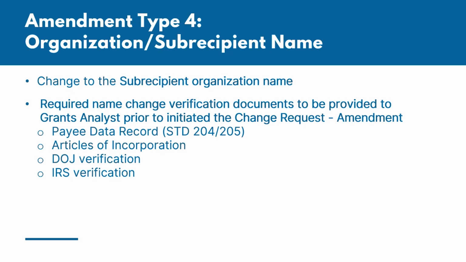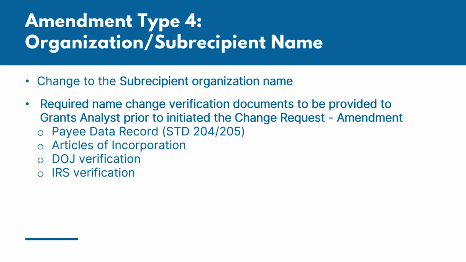Subrecipients will also need to complete a new or updated payee data record, or a standard 204 form. It is very important that the name is accurately reflected, so that this information is entered into our system, not only in GCS, but Cal OES Accounting must enter it into the state payment system, also known as Fiscal, which will be the official name. Fiscal also aligns the names with the IRS verifications. So those are two very important forms that the subrecipient will need to submit to the grants analyst to initiate this amendment type 4.